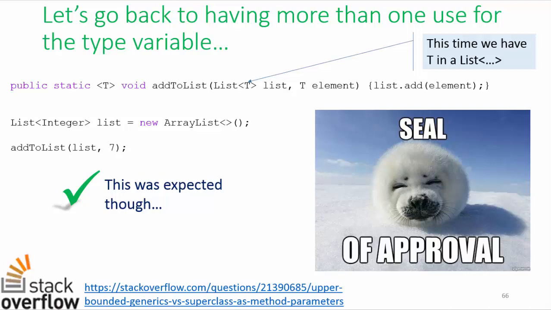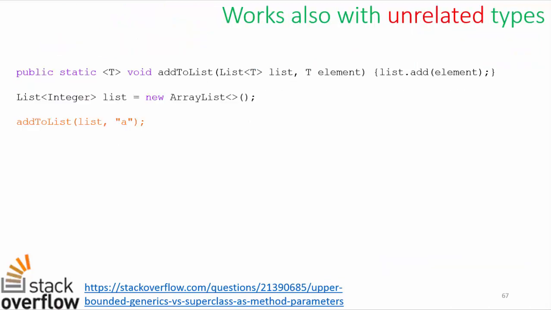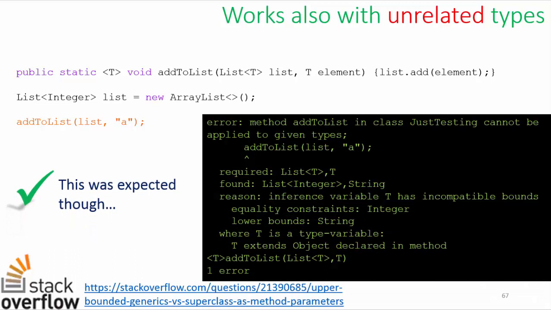Now, if we use unrelated types, we have, for example, here a list of Integer again, and we have the same method addToList defined as in the previous slide, but when we call it, we pass our list of Integer as first parameter, and then we pass a string. So in that case, again, this was perfectly expected, nothing surprising there. We get the Java compiler to show us a compilation error. There is a problem indeed here.